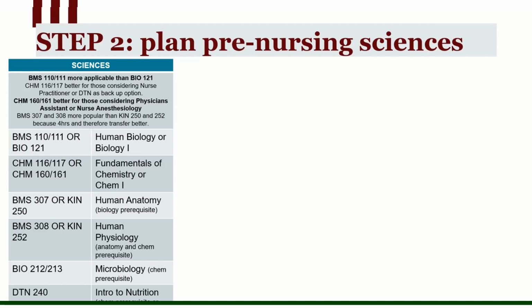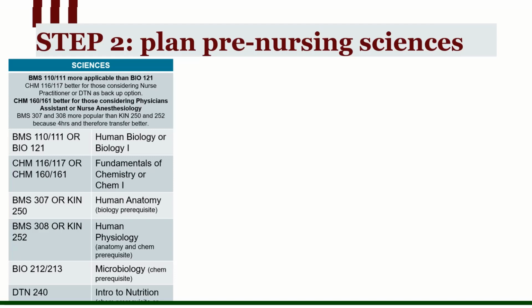160, 161 is better if you are planning to be a physician's assistant or a nurse anesthetist. You need that 160, 161 because you will need additional chemistry. So Chem 2, organic chemistry, and that Chem 160, 161 is the first in that line of classes.